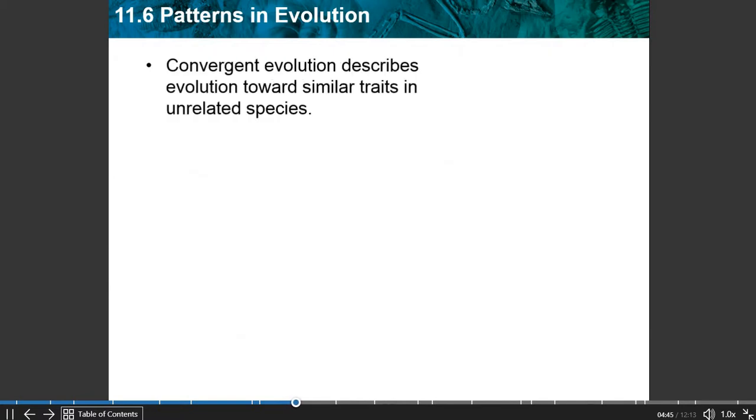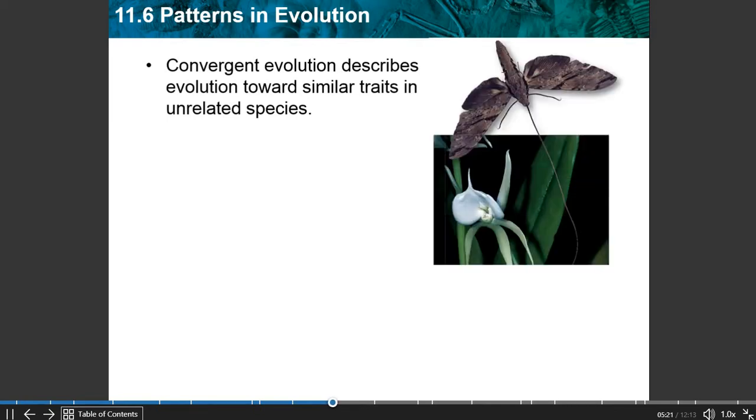Convergent evolution describes evolution towards similar traits in unrelated species. This is what gives rise to the analogous structures that we had just talked about a few moments ago. It's saying that distantly related individuals develop similarities to one another because of the environment that they're in. Like the bat wing and the insect wing, they both allow the individual to fly, but you can tell they came from different tissue and different structures.